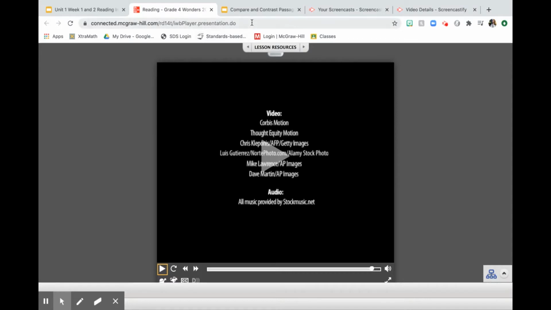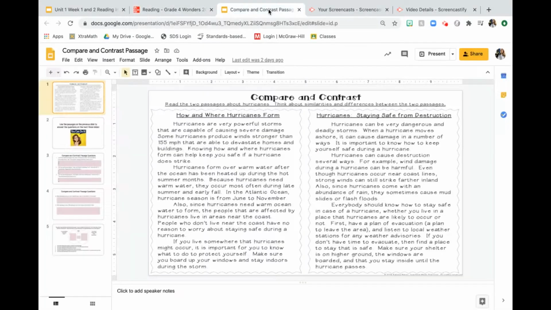Also, later in the week, we are going to be doing some more work with comparing and contrasting. So I'm going to go through that right now and kind of show you guys what you will be doing. Later on in the week, you are going to be getting this assignment. It's going to pop up like this on Google Slides.